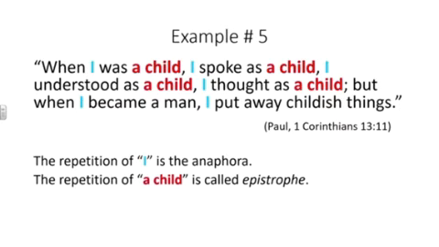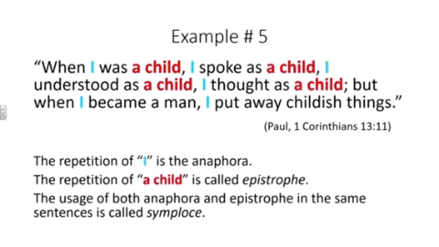It's a repeated sequence of words that comes at the end of a clause or sentence, or right before a comma. If you want more information on epistrophe, you can click the link below in the description, or at the end of this video there will be a link to that as well. Now, if you use anaphora and epistrophe in the same sentences, it's called symploce, and that's also another type of rhetorical device. So all 3 are rhetorical devices.